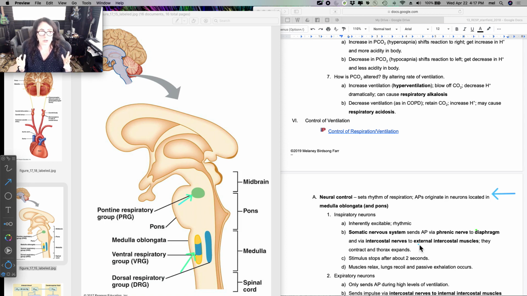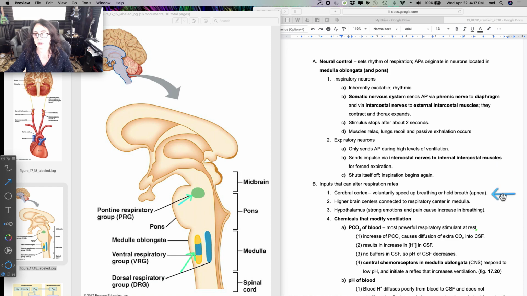And what happens, of course, is that decreases the size of the thoracic cavity, and since the lungs have elasticity, they will recoil. You decrease the size, you increase the pressure, and expiration occurs. That's passive expiration or exhalation. Okay, so what about your expiratory neurons?